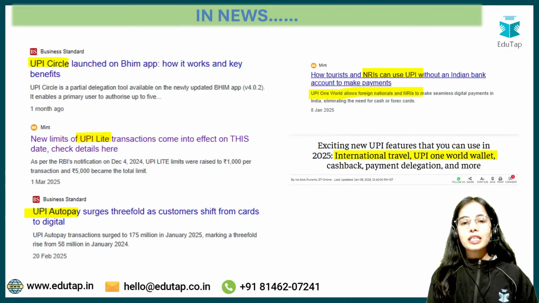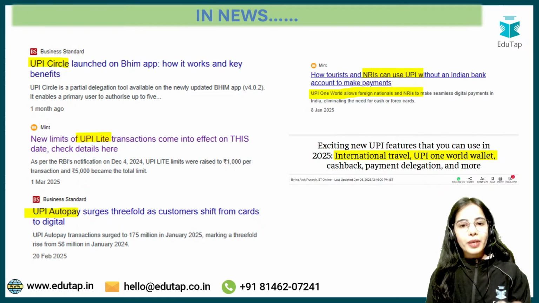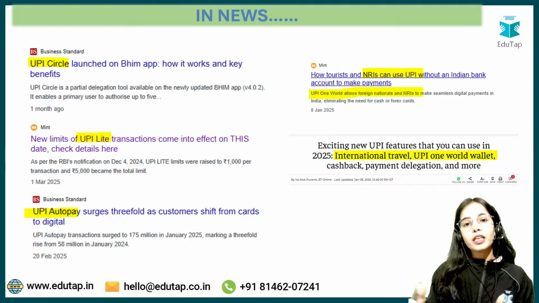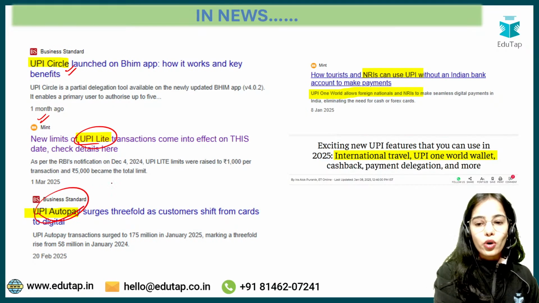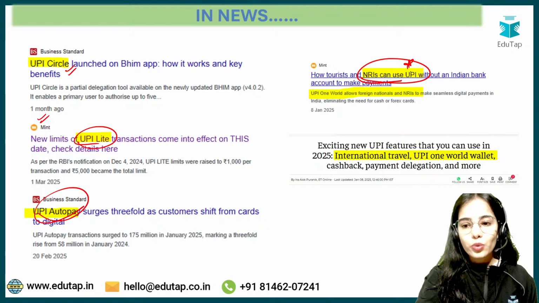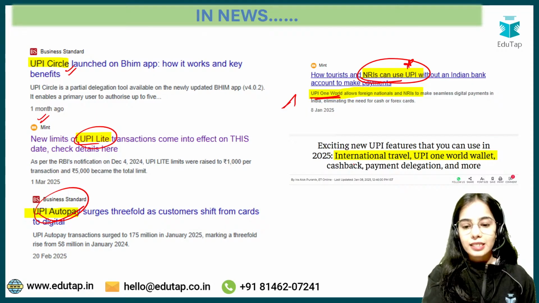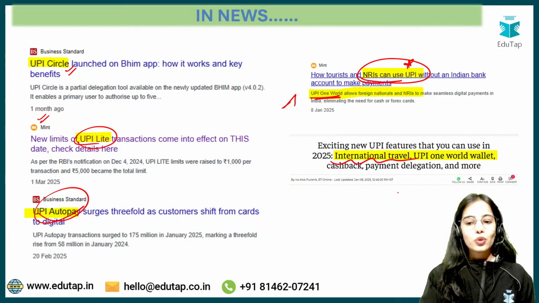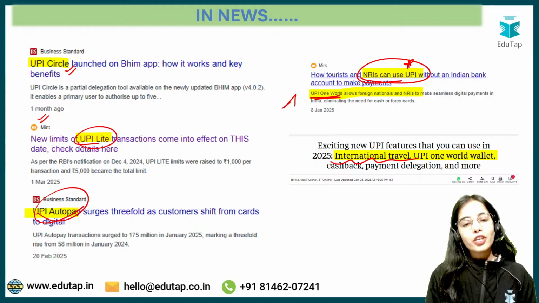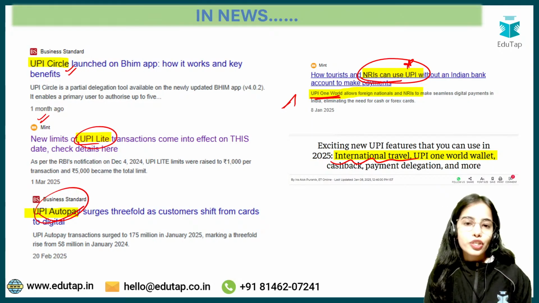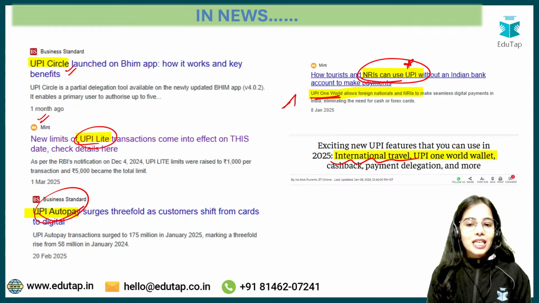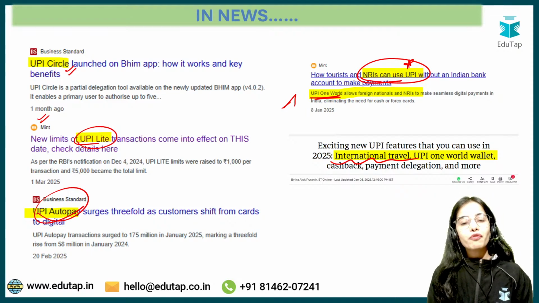So why are we discussing the innovations in UPI? Why is it so important? Because the UPI innovations have continuously been in news. The UPI Circle, the UPI Lite, the UPI Autopay, the NRIs that can use the UPI, the UPI One World, and UPI for the NRIs, international travel and such. So the UPI has been in news recently in the past few months, and the features and the innovations of UPI have been in news, and that's why this has become a very hot topic from which a question can come.